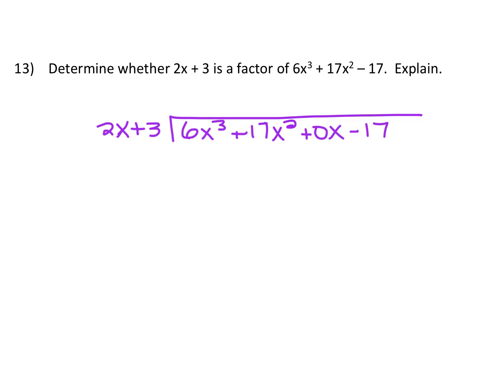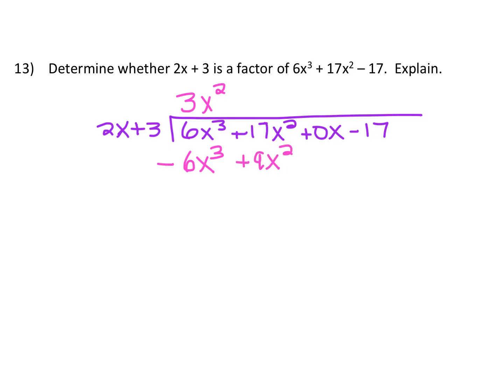Okay, so number 13, this is the last one today, and this is pretty much the same exact thought process as number 12. If 2x plus 3 is a factor of this expression, it will divide evenly into it. And notice we had to put a plus 0x here, okay, because we had no x to the first term. Okay, so let's do it. So what do we multiply 2x by to give us 6x cubed? So 3x squared. So when we distribute the 3x squared times 2x is 6x cubed. And 3x squared times 3 is 9x squared.